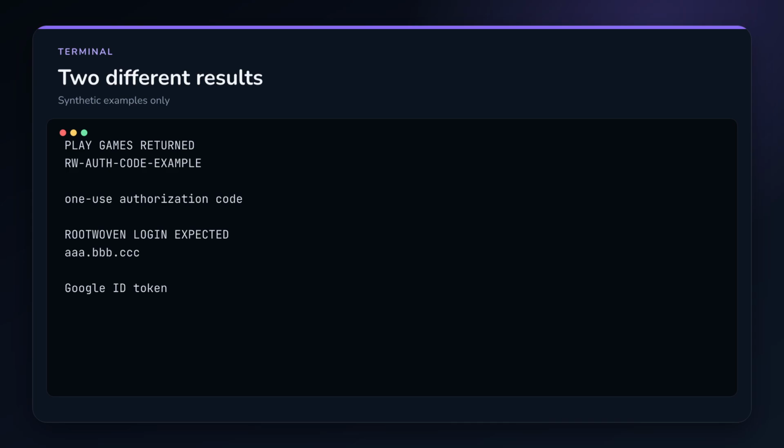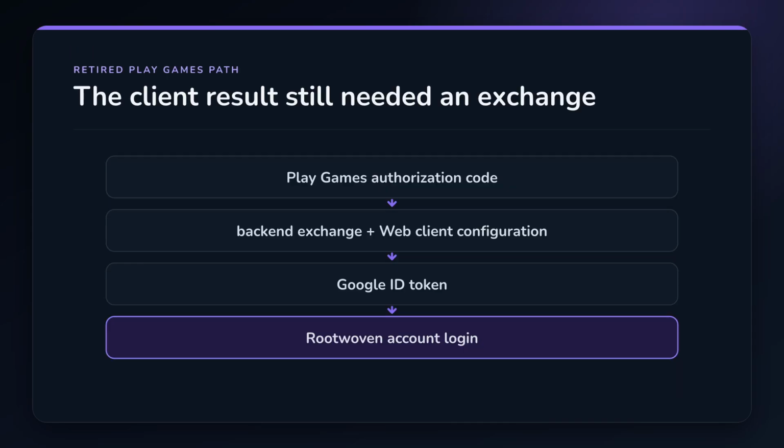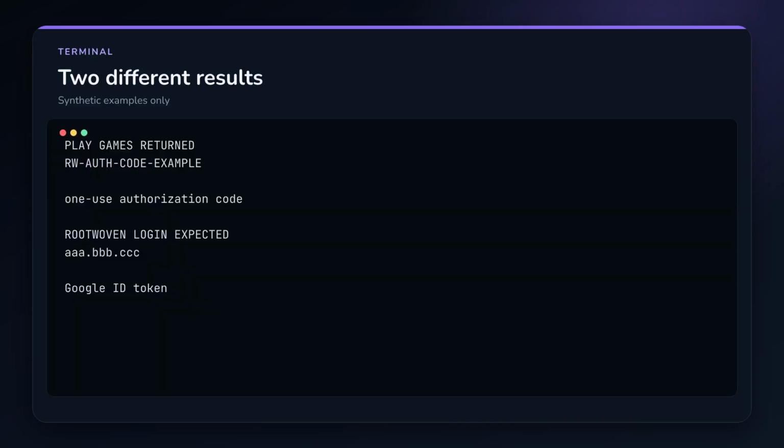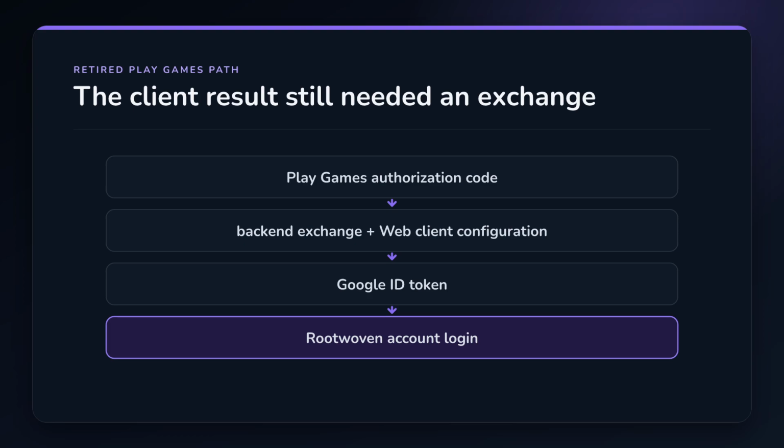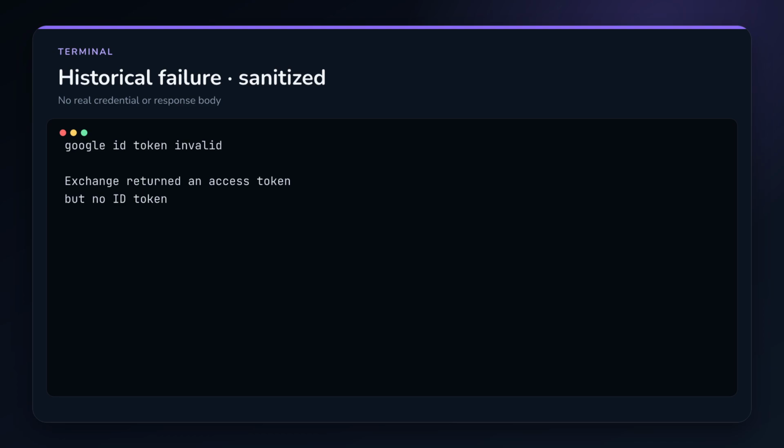Those 3 client calls were not the whole integration. Play Games returned a server authorization code, a short-lived code our backend could exchange once with Google. Our account login at the time needed an ID token instead. That token identifies the Google account that signed in. So our backend exchanged the code with Google using server-side web client configuration, got the ID token, and completed the Rootwoven login. Our first exchange returned an access token, but not the ID token our login needed, so it failed with Google ID token invalid.